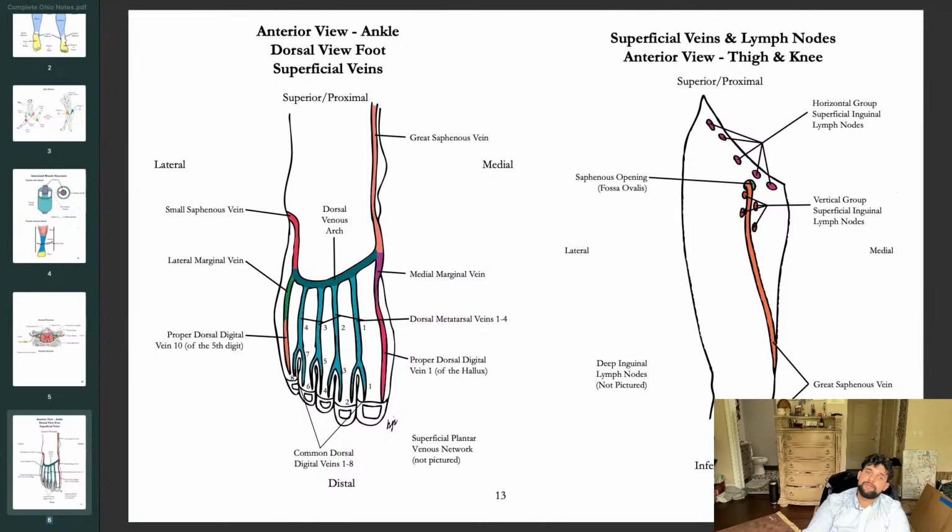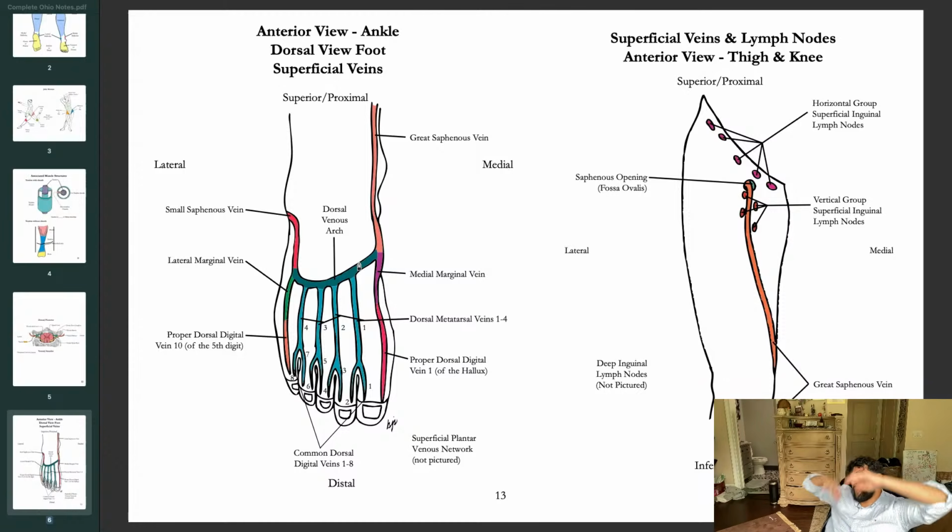You have to know this. Please, just know this. Okay, dorsal venous arch. Know that the great saphenous vein is anterior to the medial malleolus. The termination of the great saphenous vein distally is the medial marginal vein. The medial marginal vein is seen dorsally and medially on the big toe, the hallux. There's the dorsal venous arch.